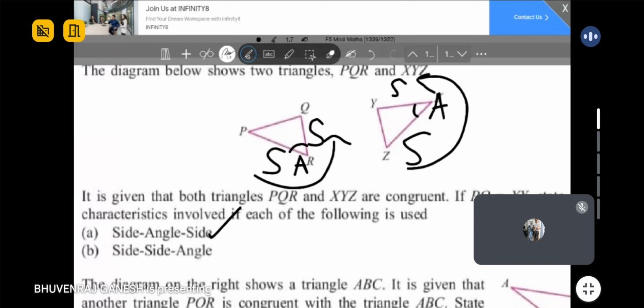Alright? So now guys, try to relate and see what are the similar things. Apa yang sama? Siapa boleh bagi tahu? PR equal to XZ. Yes, correct.